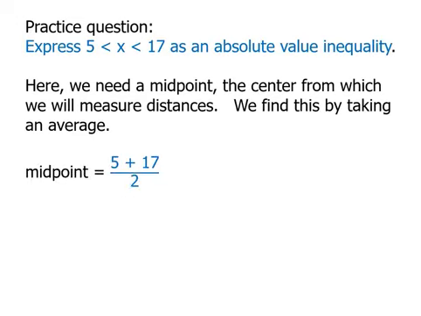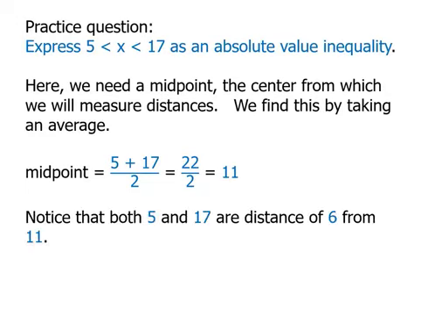So what's the average or the midpoint of 5 and 17? We'll add them up, divide by 2, we get 22 over 2 or 11. And notice that 5 and 17 are both a distance of 6 from 11. In other words, if we start at 11, go up 6, we get to 17. We go down 6, we get to 5. And so we'd write this as the distance from 11 is less than 6.